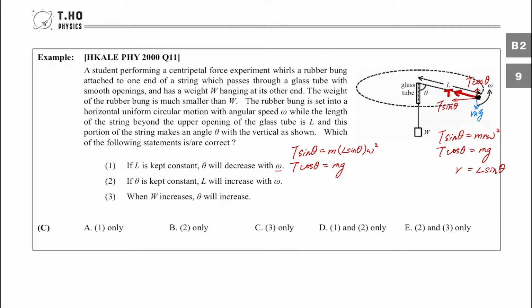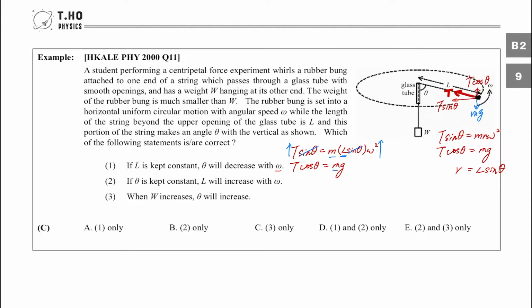So let's look at the following statements. The first statement: if L is kept constant, theta will decrease with omega. So we just copy these two equations, but with only one minor change. We substitute the r with L sine theta. So here, when omega is increased, with L kept constant, we see that sine theta is cancelled out on both sides, so it's independent. So tension will also increase.